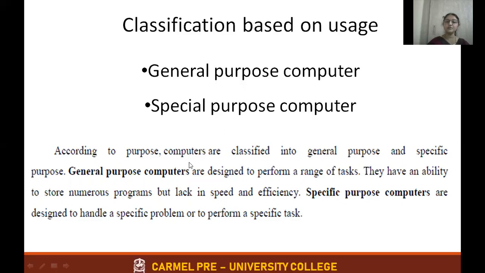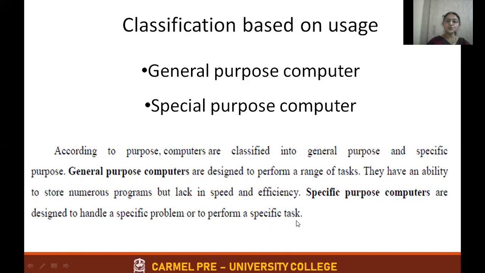So according to the purpose, here we can classify the computer into general purpose and special purpose computer. General purpose computers are designed to perform a range of tasks. It's not limited. A variety of tasks can be done using a general purpose computer. They have an ability to store numerous programs but lack in speed and efficiency. Whereas special purpose computers are designed to handle a specific problem or to perform a specific task.